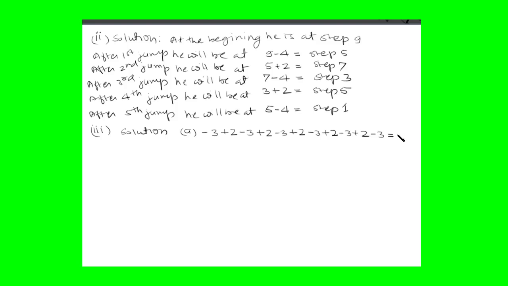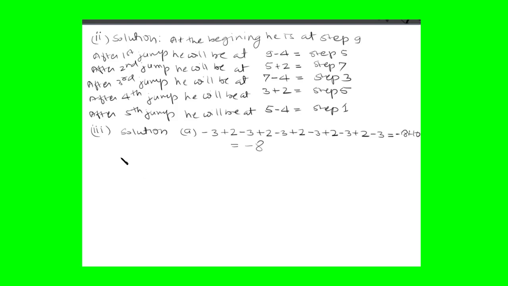So this gives us minus 18, and we add all positive quantities. 2 plus 2 is 4, plus 2 is 6, plus 2 is 8, plus 2 is 10, plus 10. This is equal to minus 8. So he is at 8 steps down because minus represents down.